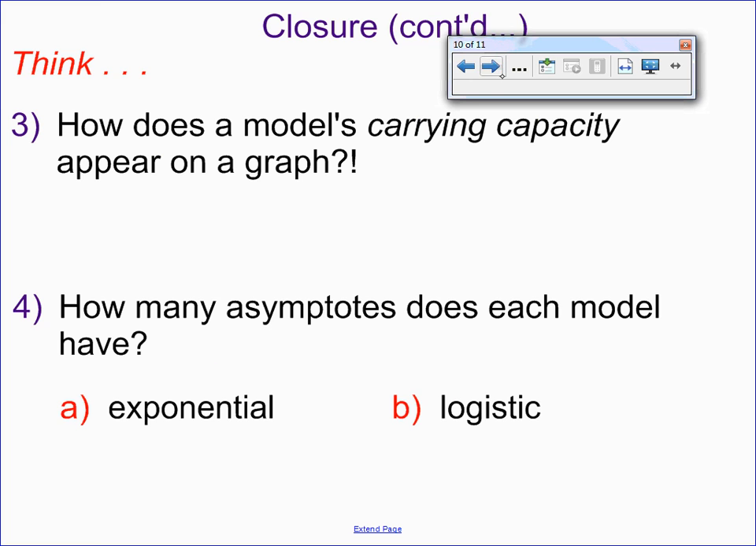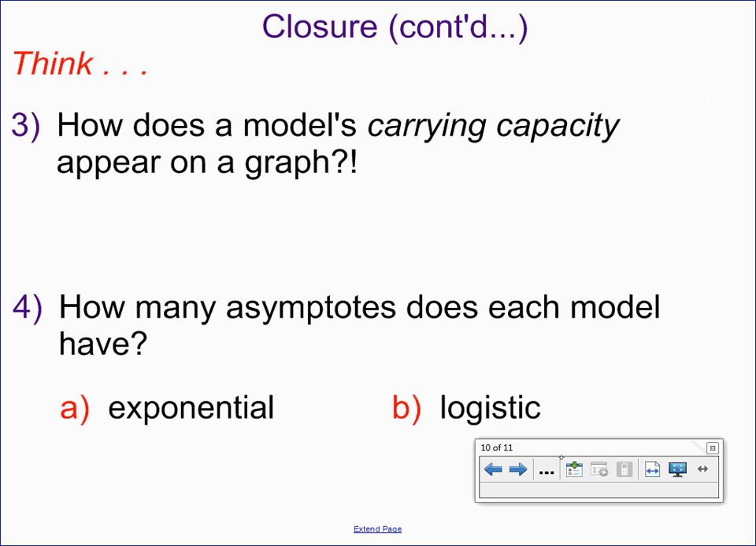Awesome. How does a model's carrying capacity appear on the graph? Kobe? A horizontal asymptote. Absolutely. A horizontal asymptote represents that population's carrying capacity. We've got that leveling off feature for the solution curves. They're leveling off as they near that carrying capacity.